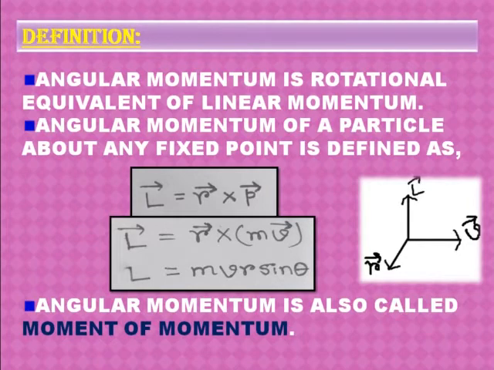Angular momentum of a particle about any fixed point is defined as L equal to r cross p, where r is the position vector of the particle from the point and p is the linear momentum. So as L equal to r cross p, L is perpendicular to both r and v, that is p. So L equal to r cross mv. As angular momentum is r cross momentum, it is also called moment of momentum.